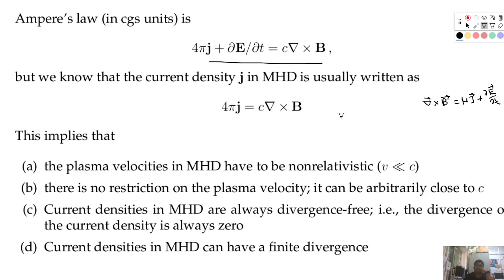Now when we are studying MHD, this equation is written as 4 pi J equals c curl of B, right? So the del E del t term has been neglected. Why is this? Because we have considered del E del t going to 0. Now how can we find out the correct options among these options?